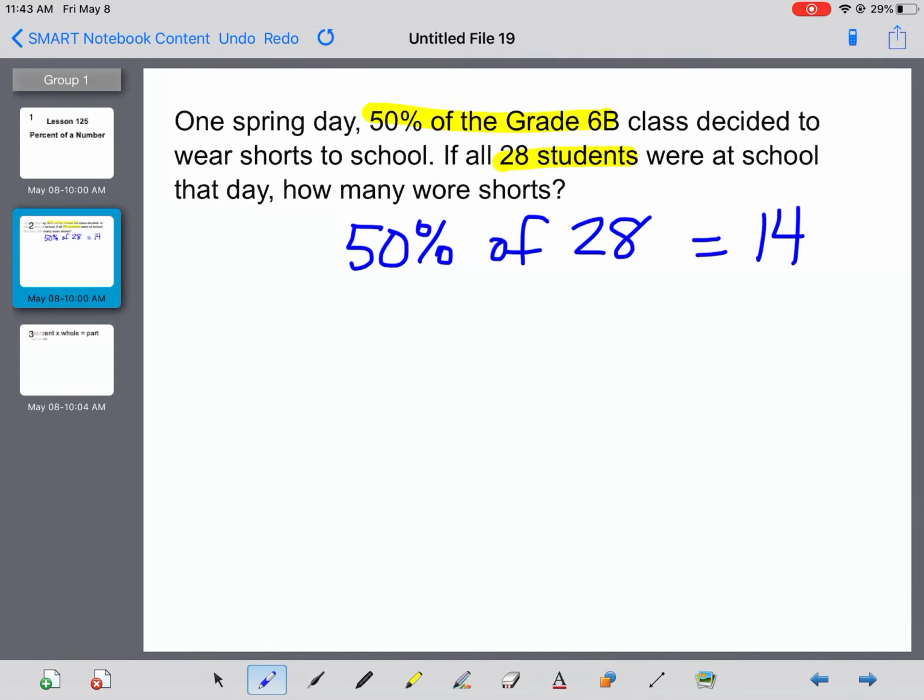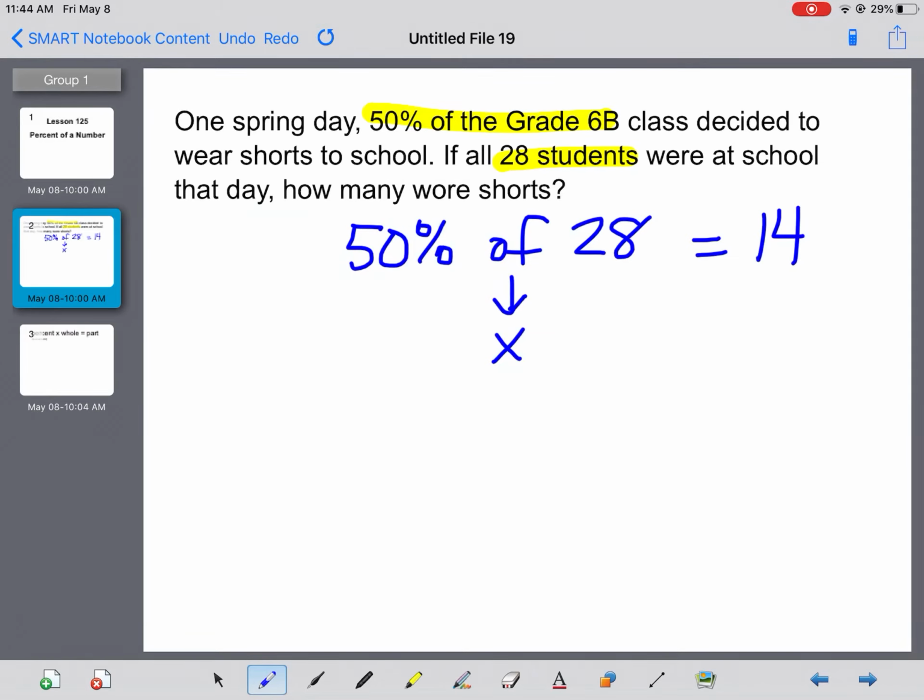But let's go over the steps for when you cannot use mental math, how you would find a percent of a number. Let's take our example, 50% of 28. First of all, the "of" is a nice big clue as to what we have to do, because "of" in math always means multiply. So we know we are going to have to do some multiplication.